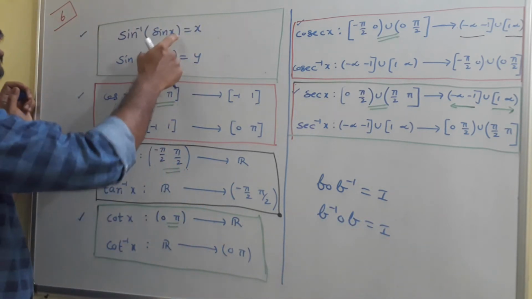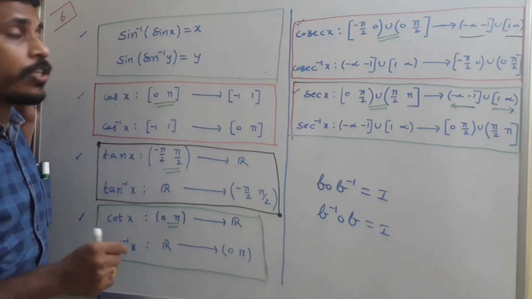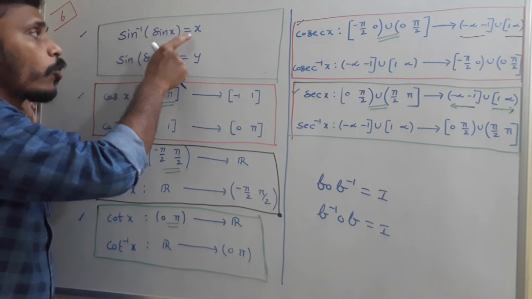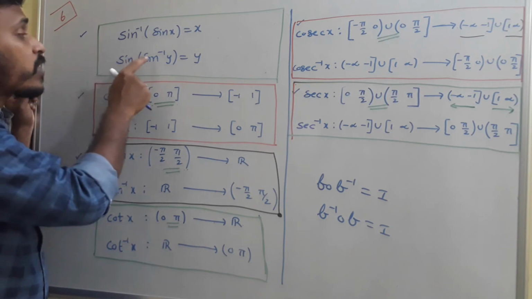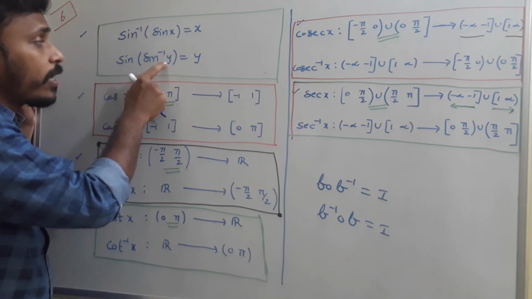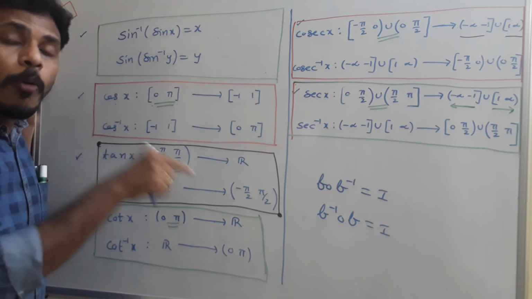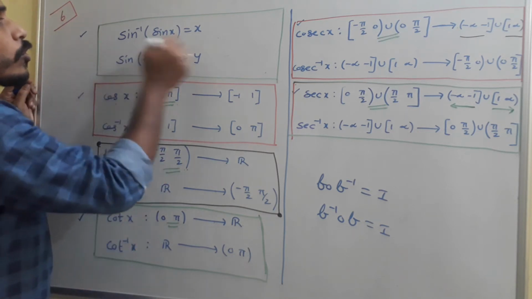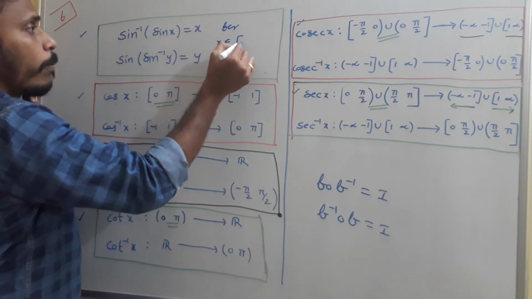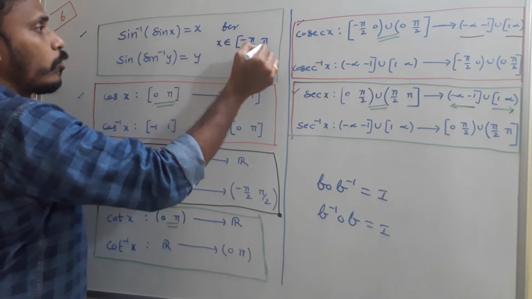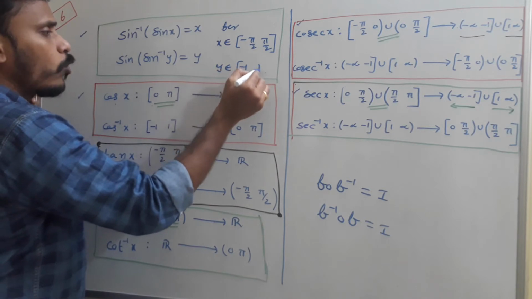But these two are true depending on the values of x and y. So that's what I am mentioning here. Sin inverse of sin x is always x for x in the domain. For sin of sin inverse y, this y is from the domain of sin inverse, right? So these two are acceptable just for x belongs to minus pi by 2 to pi by 2, and for y belongs to minus 1 to 1.